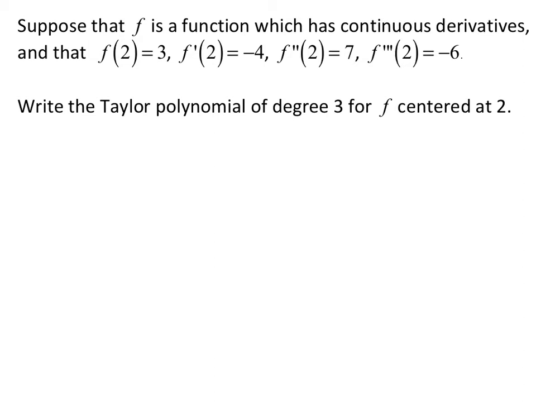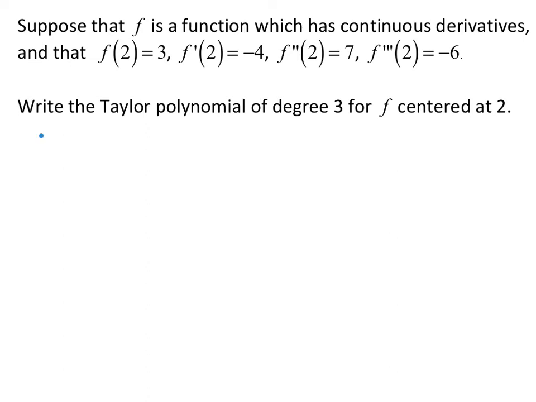So let's look at a very basic example of this. It says, suppose that f is a function which has continuous derivatives, and that f of 2 is equal to 3, f prime of 2 is equal to negative 4, f double prime of 2 is equal to 7, and f triple prime of 2 is equal to negative 6. So we're looking at finding a Taylor polynomial of degree 3 for f centered at x equals 2. Well, first let me just go ahead and rewrite what the Taylor polynomial looks like. That way we have a basis for how to set it up.